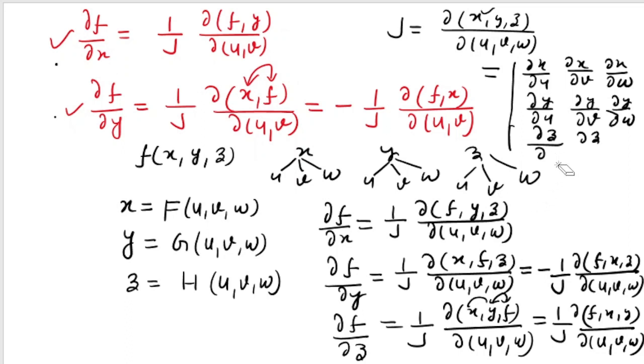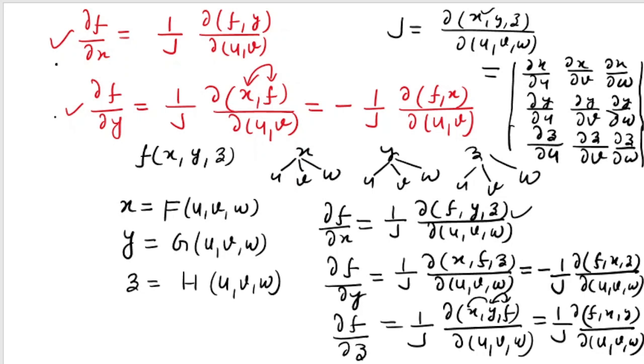See, don't make the mistake: del z by del u, del z by del v and del z by del w. So this is how you define the Jacobian, and the rest of the terms you can define. If you have to write this expression, everything will remain the same; only in the first row, in place of del x, del x, del x, it will become del f by del u, del f by del v, del f by del w.